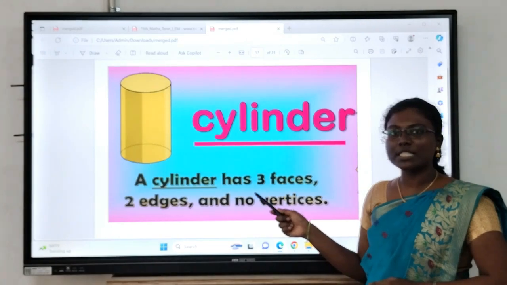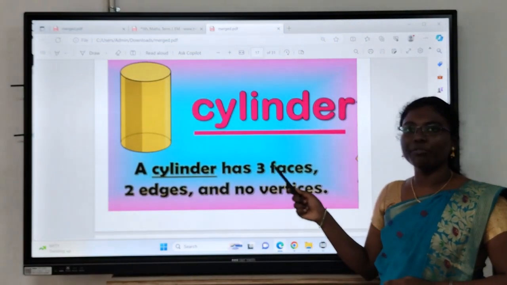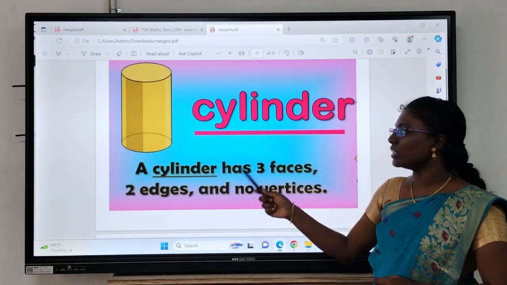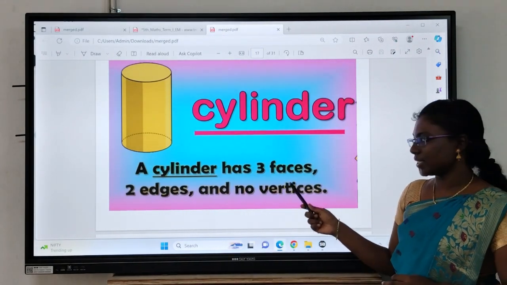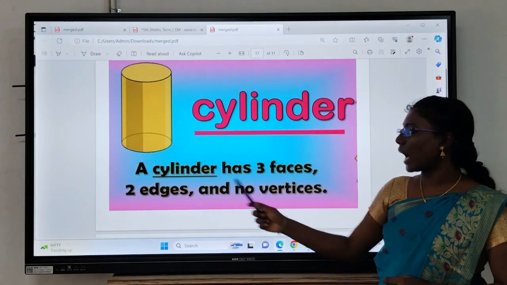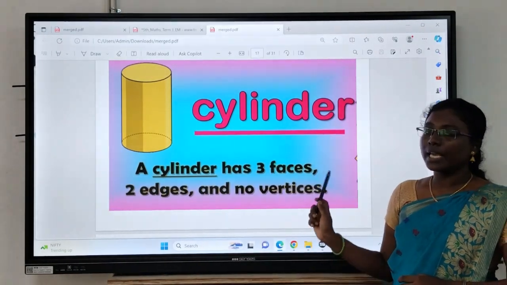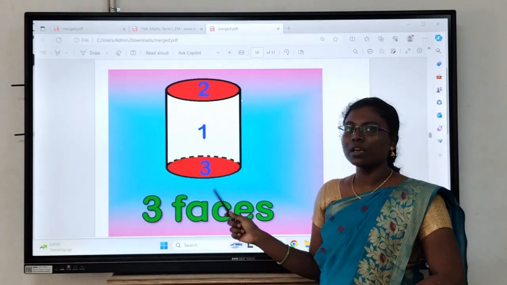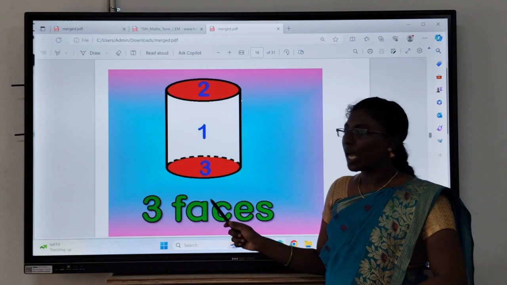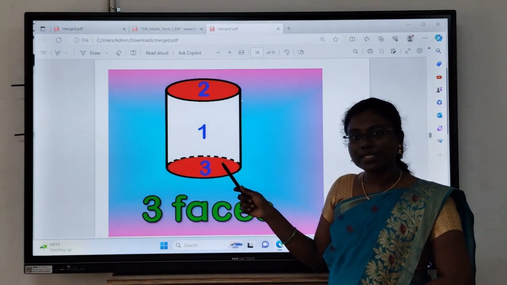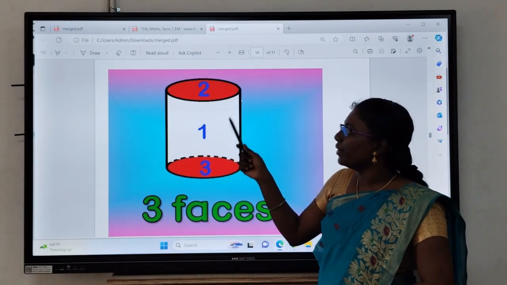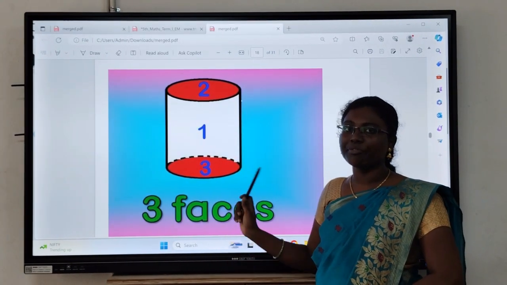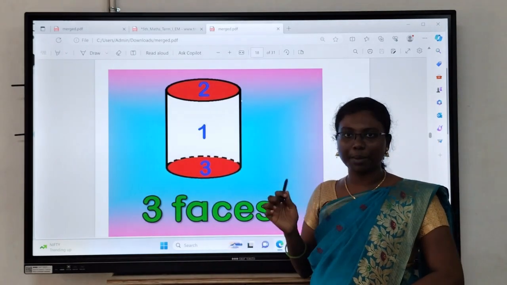Next we are going to see the shape of a cylinder. What is cylinder? A cylinder which has 3 faces, 2 edges and no vertices. So in cylinder you are having 3 faces. What are all the 3 faces? Shall we count? 1, 2 and 3. So these 3 are the faces given in cylinder shape.